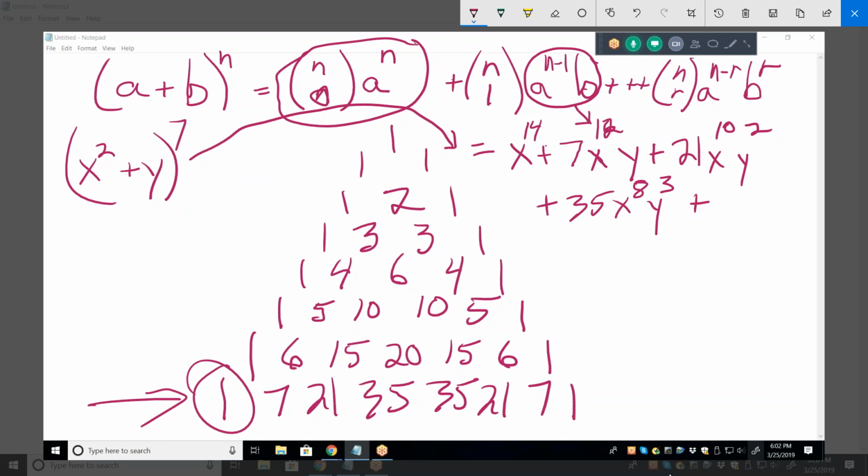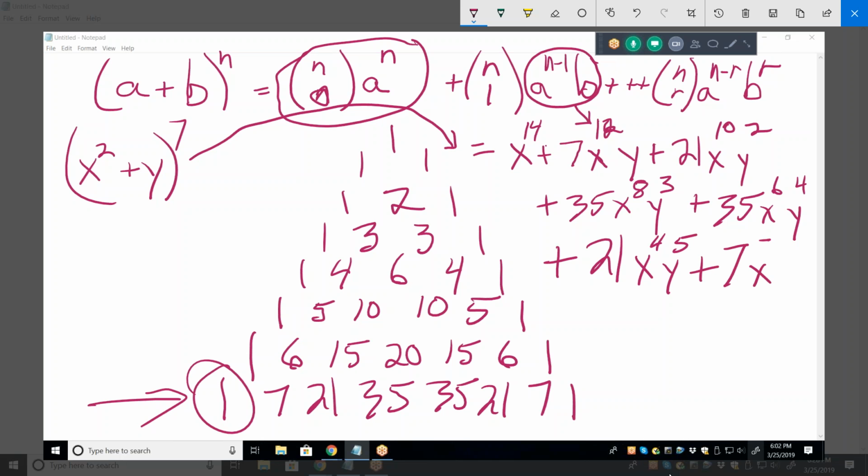Plus 35x to the 6, and then y to the 4. 21x to the 4 times y to the 5, plus 7x squared times y to the 6. There's always going to be one last term. You got to have a y to the 7th at the end. The coefficient on that is 1.